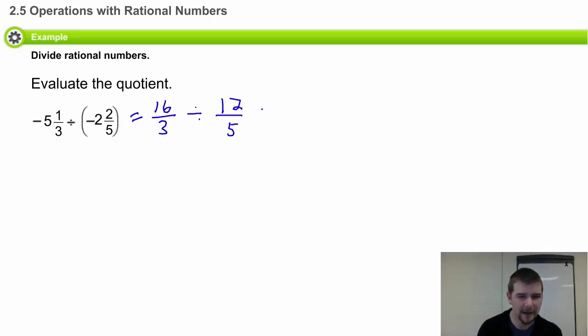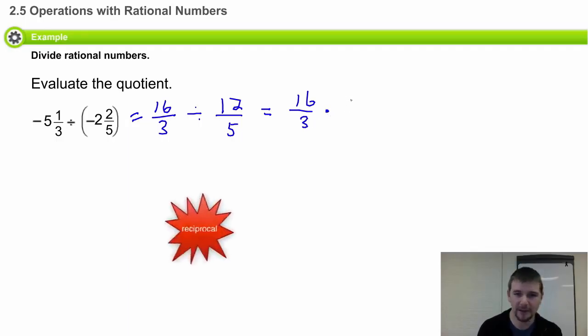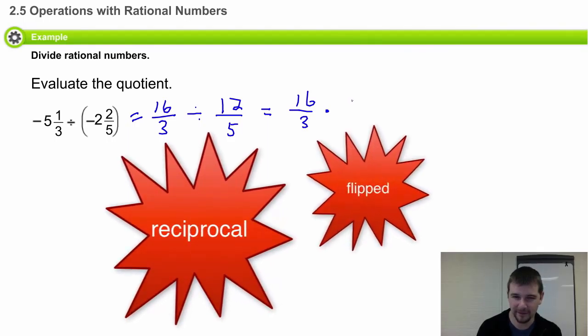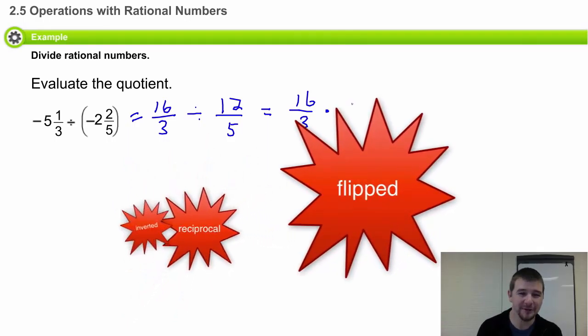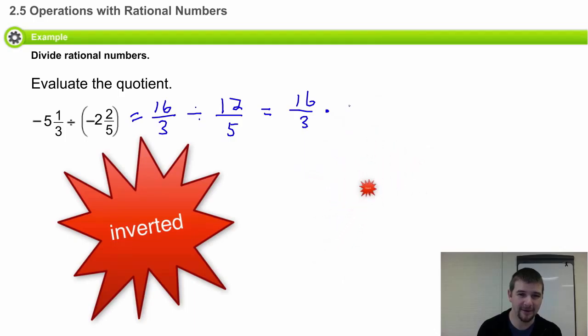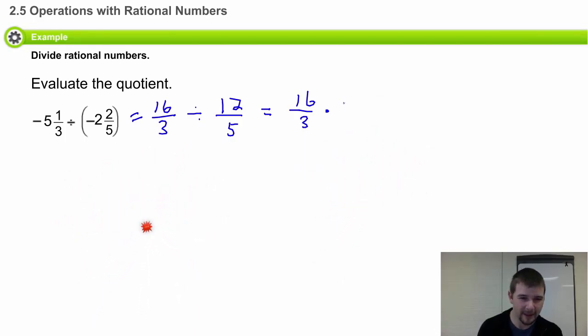Great. Now it's time to turn this into a multiplication problem. So we take 16 thirds, and we now multiply that by the reciprocal, or the flipped version, or the inverted version. Lots of ways to say flip that fraction, but the flipped version of 12/5, which is 5/12. And now we proceed as before.